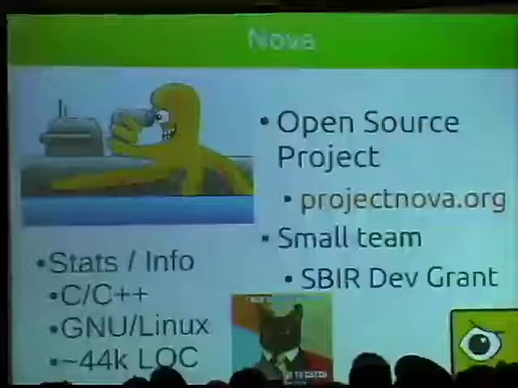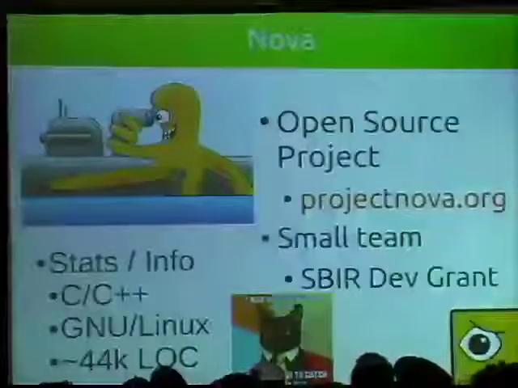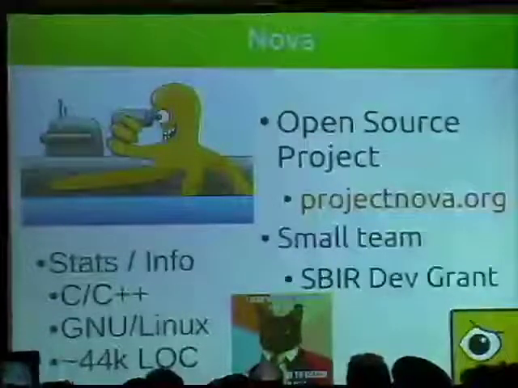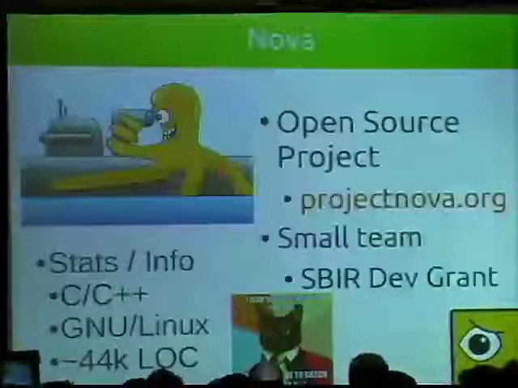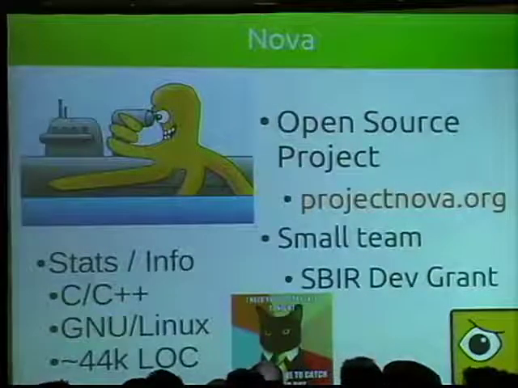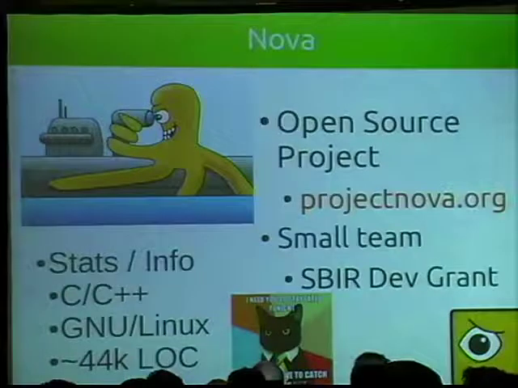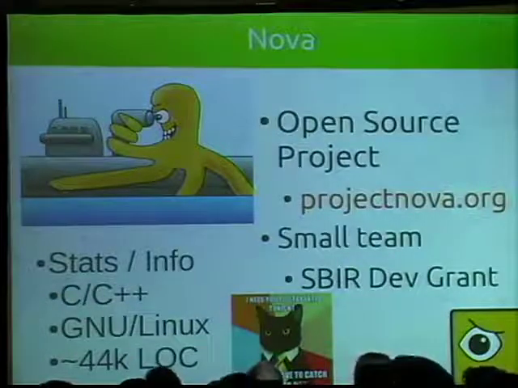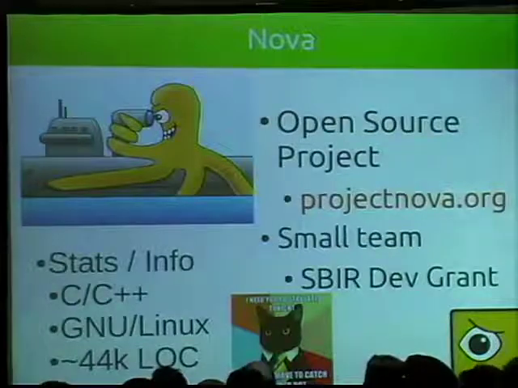So the tool that we're going to be using to do this, that I wrote and my small team that I'm working with, is an open source project called Nova. Our website is projectnova.org. I have some stats there. It's written in C++, runs on GNU Linux systems, about 44,000 lines of code. We have a small team that's working with me on an SBIR grant.